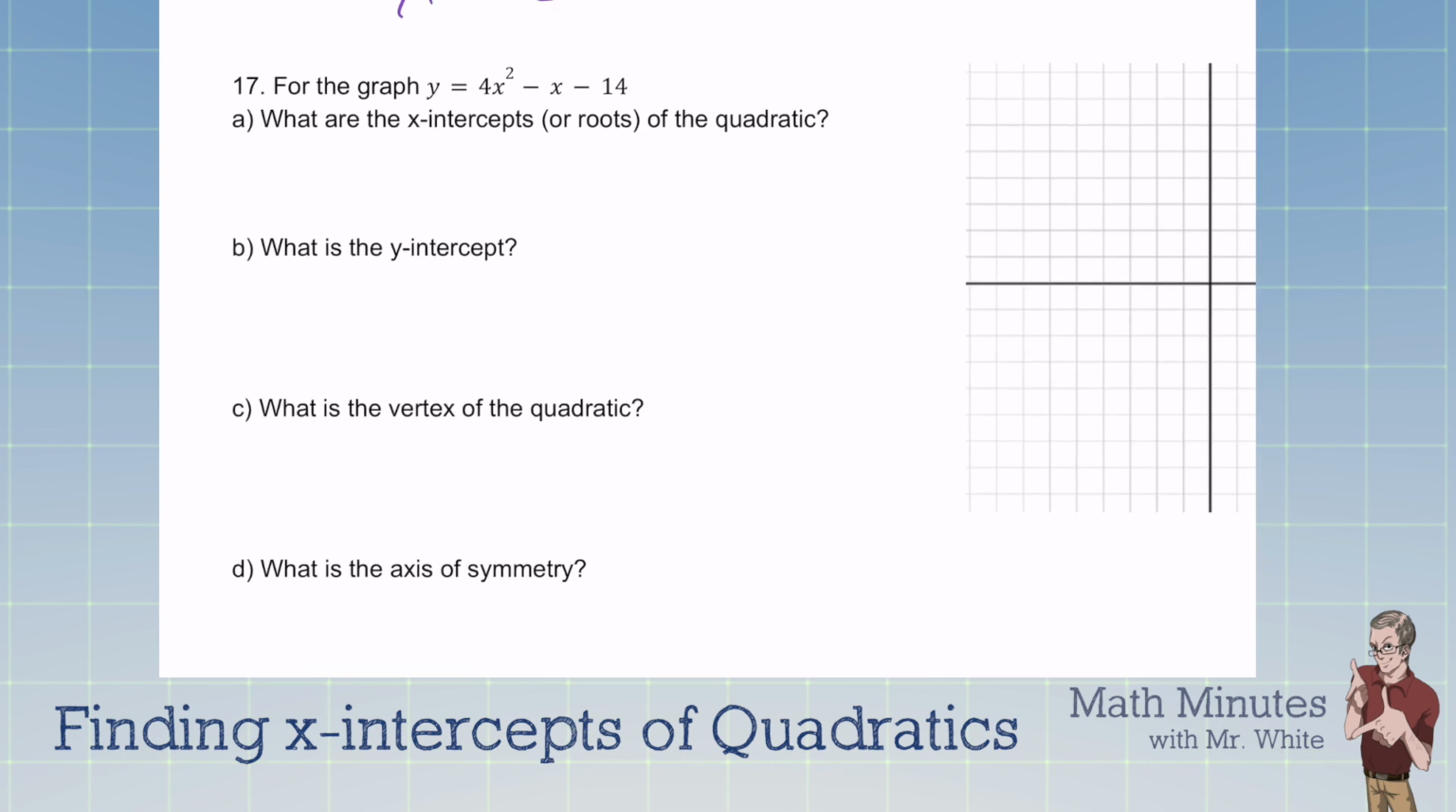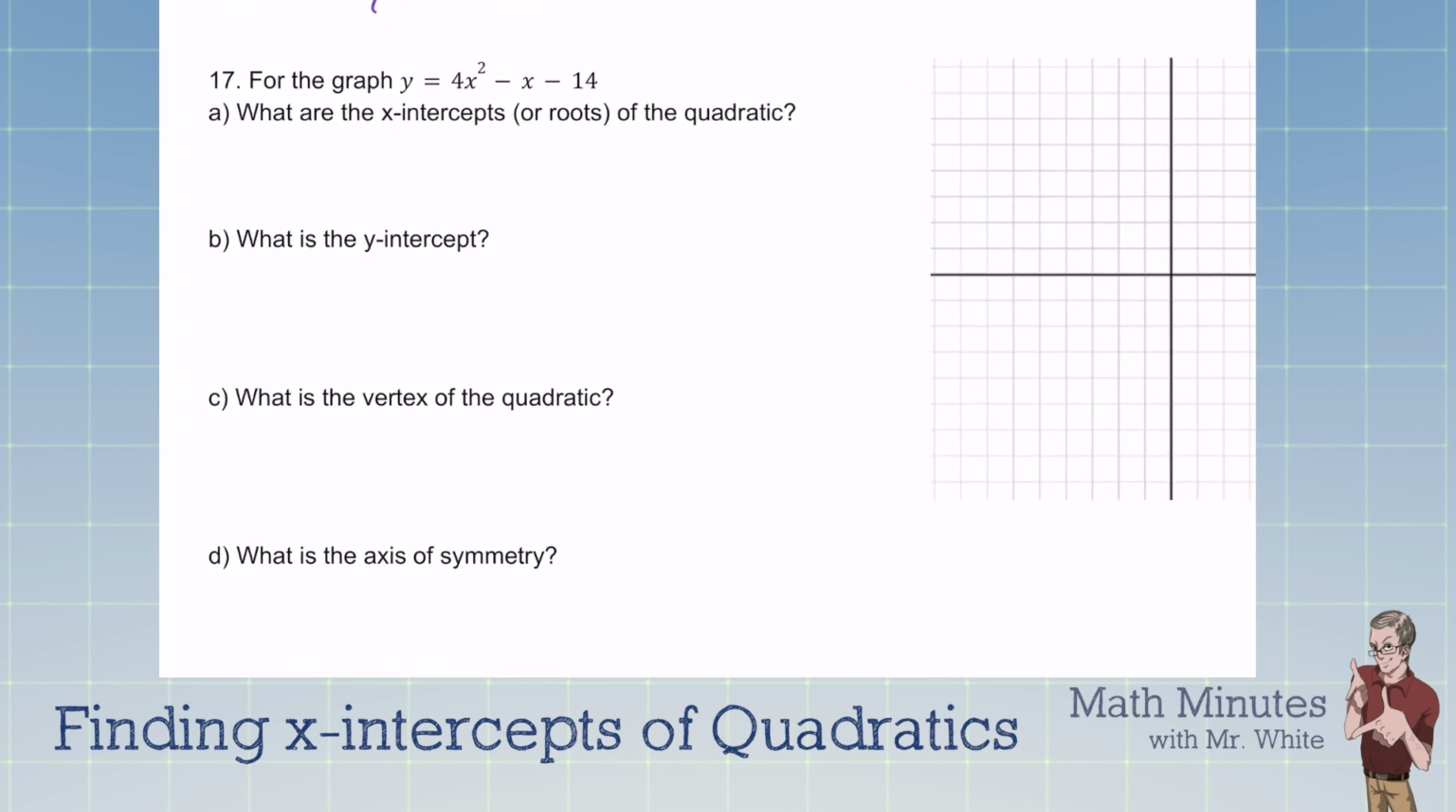One more graph here to do. This one is given in standard form. So what is the vertex? What is the axis of symmetry? Well, there's a couple ways to do this. Let's find the x-intercepts. Let's see if we can factor this.